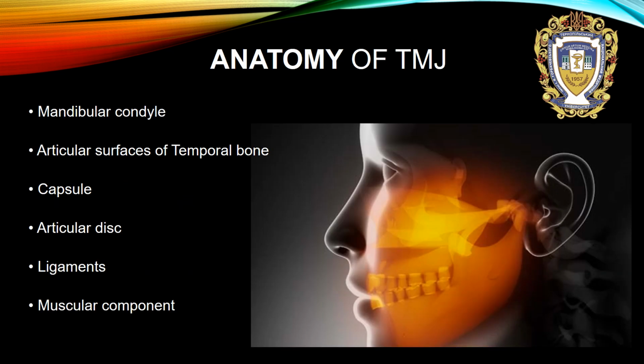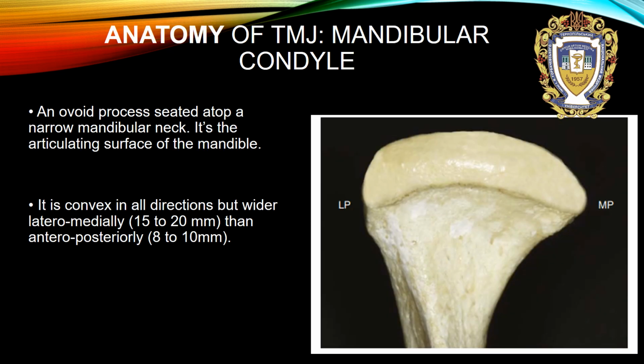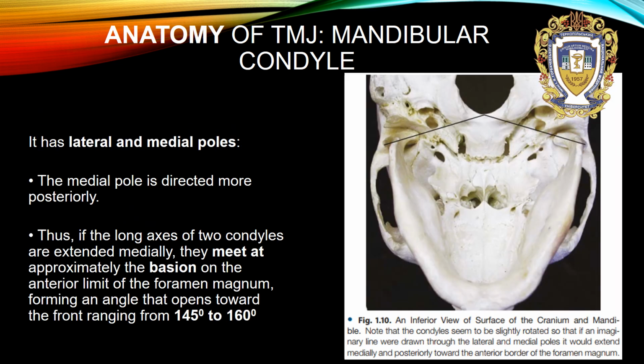Anatomy of TMJ. Mandibular condyle. It is an ovoid process seated atop the narrow mandibular neck. It's the articulating surface of the mandible. It is convex in all directions, but wider mediolaterally, 15 to 20 millimeters, than anteroposteriorly, 8 to 10 millimeters.